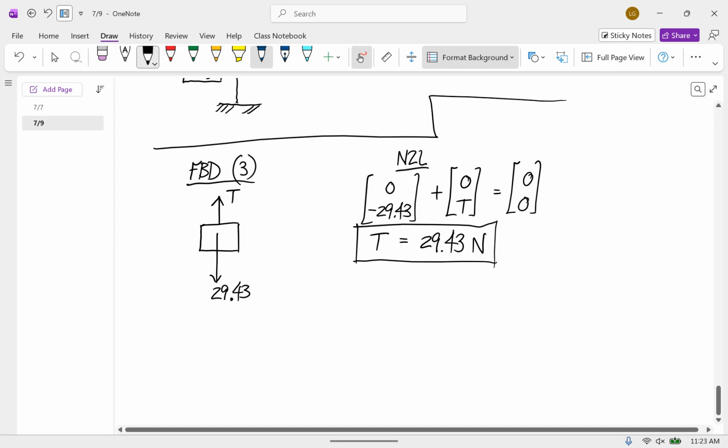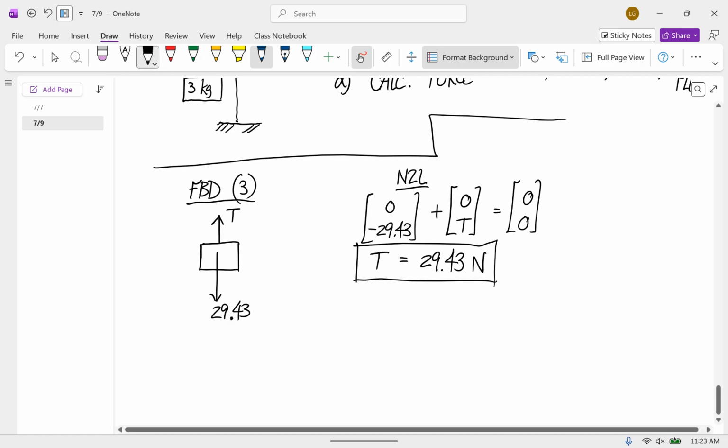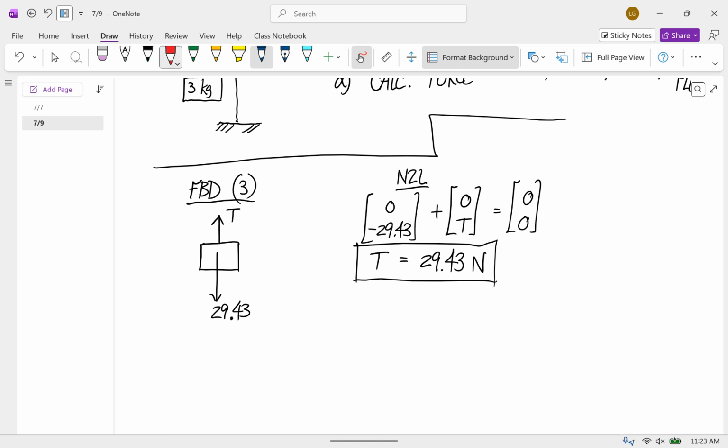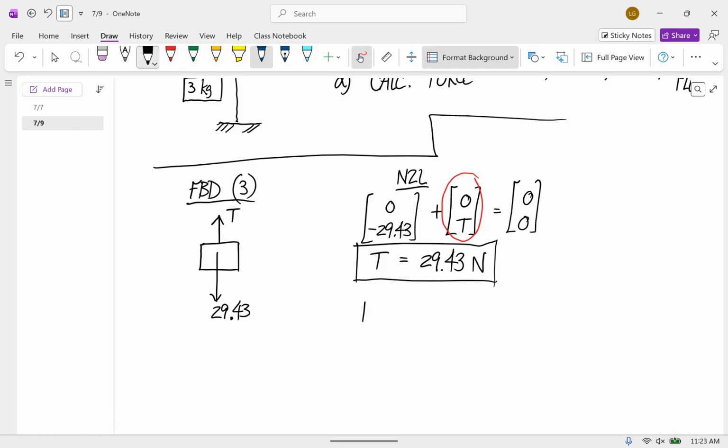And now for part C, we want to calculate the force vector applied to the mass by the cable. If you look in Newton's second law, where we've already written all the forces applied to the box, this is the one we want. And so we can just plug T in to that vector, and we get that the force on the box by the cable is equal to 0, 29.43.